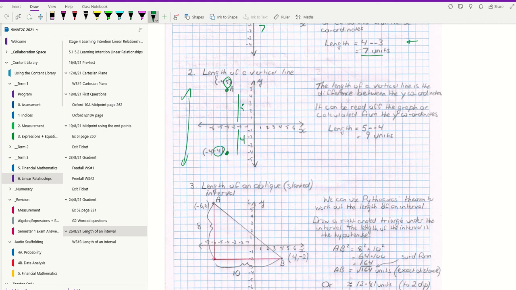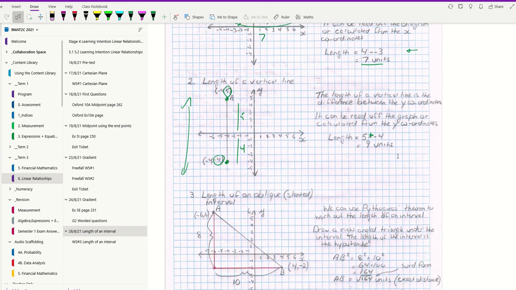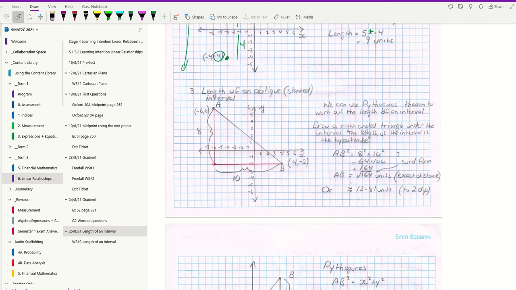Now, it's important to realise that our length is always positive. So if you come up with a negative answer because you do them the other way around, just get rid of the sign. But anyway, the length of this one, 5 minus minus 4, is the same as 5 plus 4, which gives us 9 units. So they're pretty straightforward. If they're horizontal or vertical, we can just count.